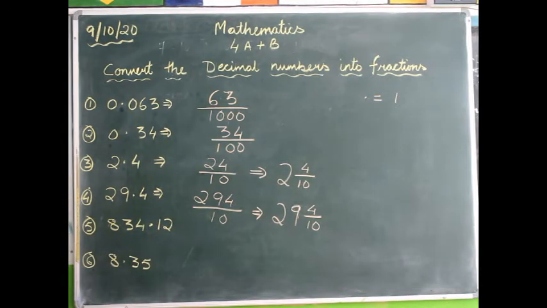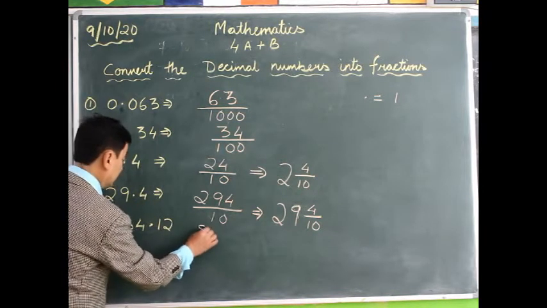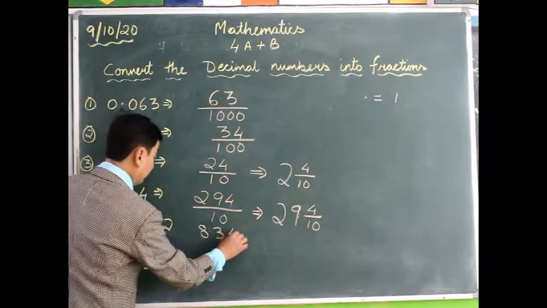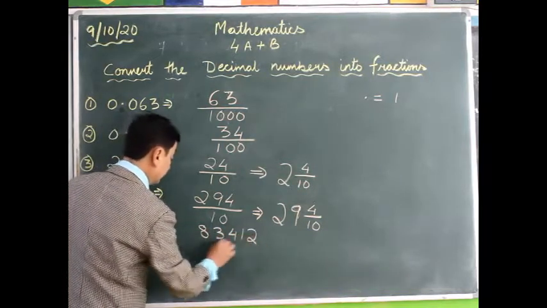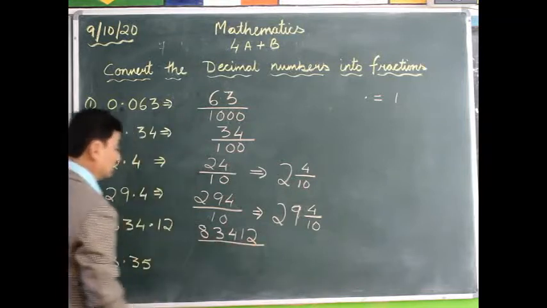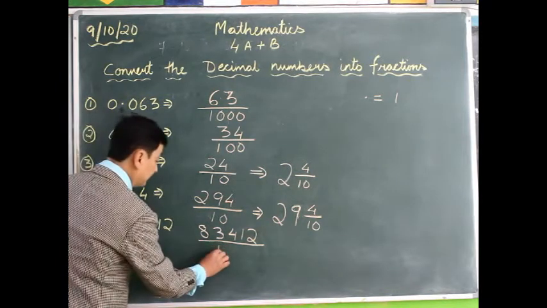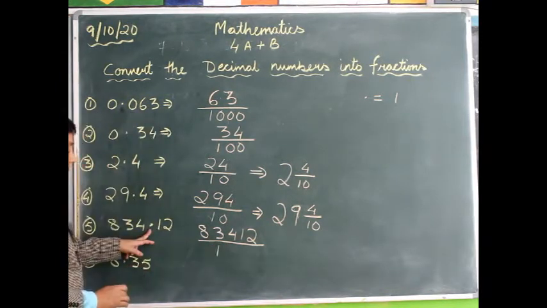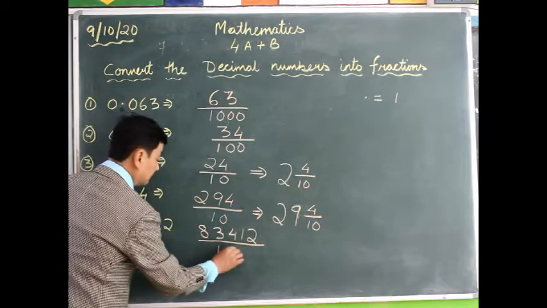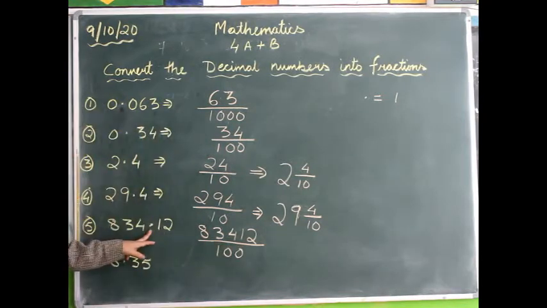834.12. So again, write all the numbers without the decimal point. 8, 3, 4, 1, 2. We are first converting into an improper fraction. Now put your finger on the point. The point changes into 1. And there are how many numbers there? 2 numbers. Okay, so we add 2 zeros. 12, it is 12 hundredths. That we'll get to know later.